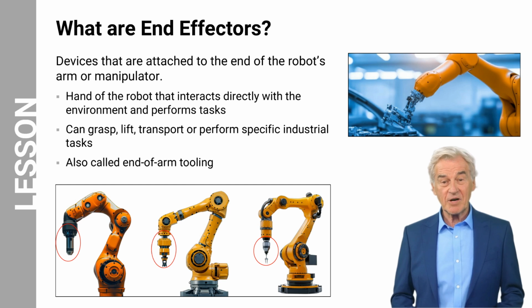Whether it's picking up car parts on an assembly line, handling delicate electronics, or working with specialized tools, end effectors are what make it possible for robots to physically interact with the world around them. They're basically the robot's way of reaching out and touching things, kind of like how we reach out and grab something when we need to move it or work with it. End effectors are also called end-of-arm tooling.